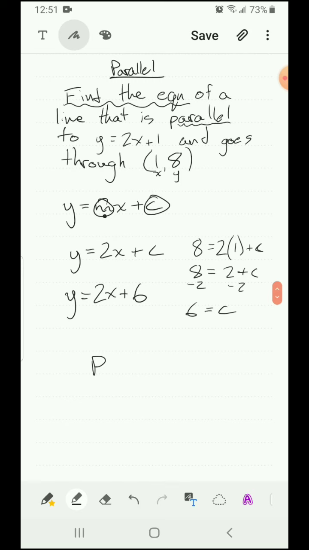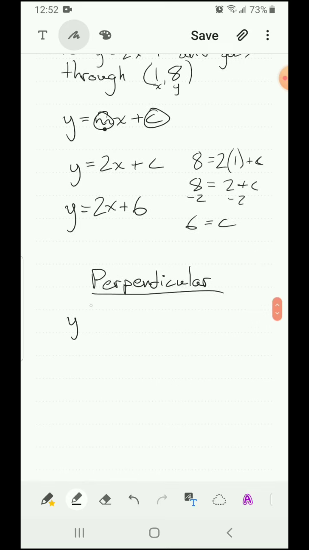Let's look at a perpendicular line. So I'm going to use the exact same question. I'm just going to say that it has to be perpendicular. So now instead of finding a line that's parallel, we're going to find one that's perpendicular and goes through that point. So again, we're looking for y equals mx plus c. Again, we just need to find m and c.